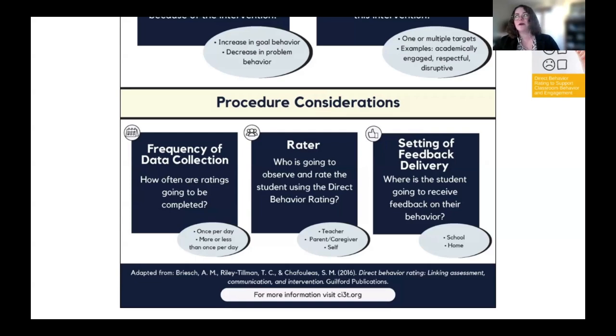And finally, you want to think about the feedback. So, where is the student going to receive feedback on their behavior? Is it going to always be at school? Is there going to be a home component to receiving that feedback?